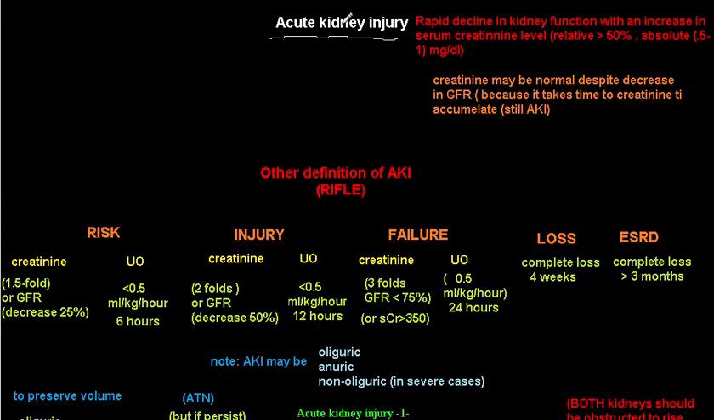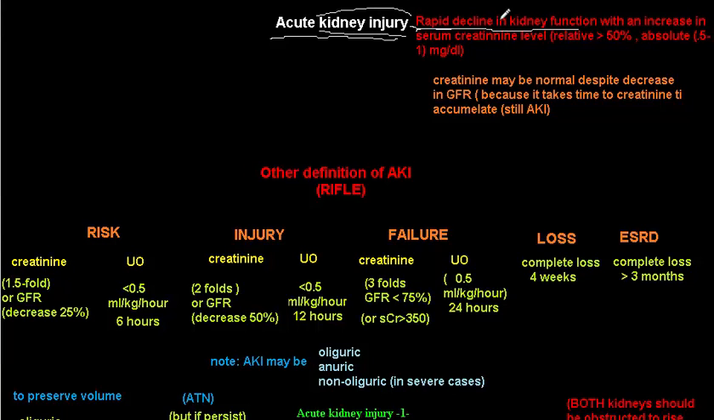So the acute kidney injury definition is a rapid decline in the kidney functions. From the name of the topic, acute kidney injury, the injury of the kidney will lead to a rapid decline in the kidney function. It is rapid because it is acute. We have another subject which is chronic kidney injury, but here we talk about acute kidney injury.